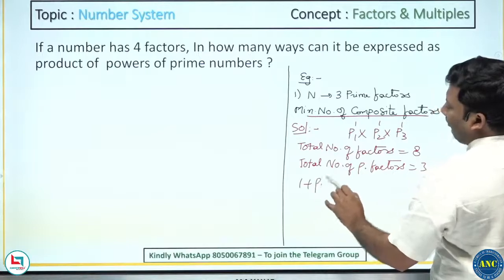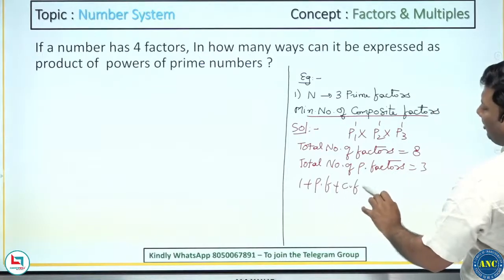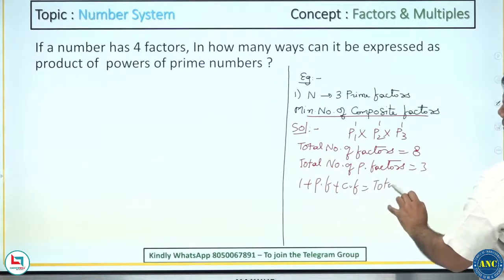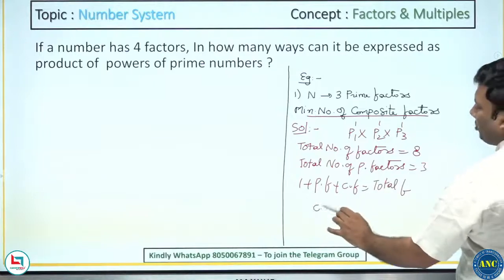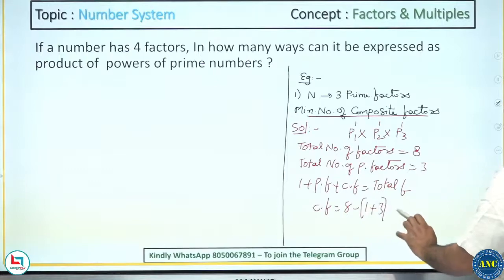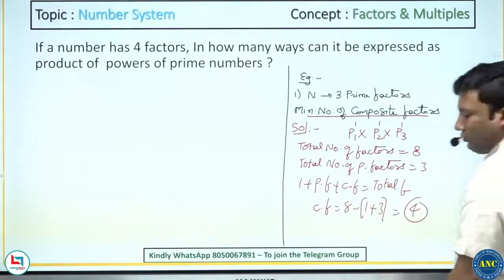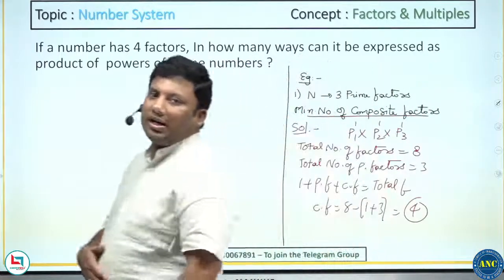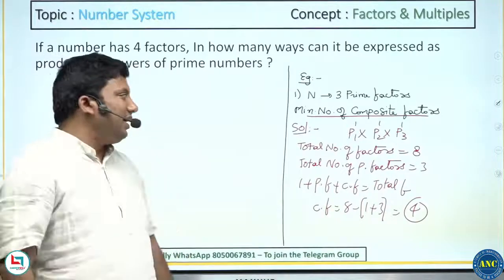1 plus prime factors plus composite factors is equivalent to total factors. So composite factors will be 8 minus (1 plus 3). 8 minus 4 is 4. I hope the idea is clear.